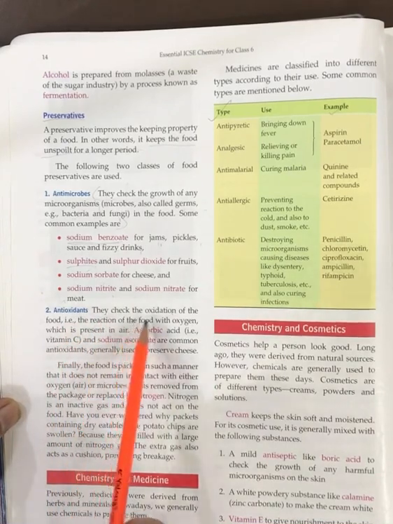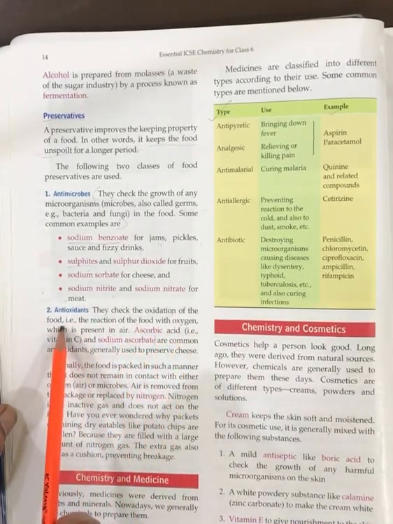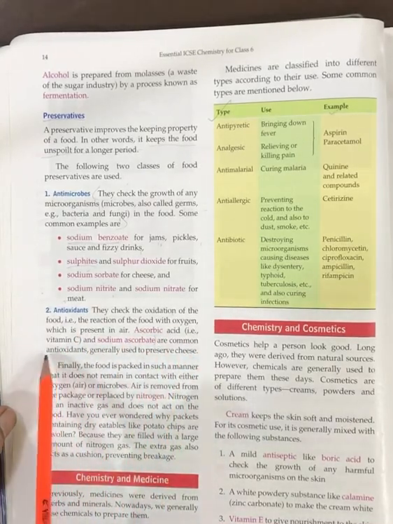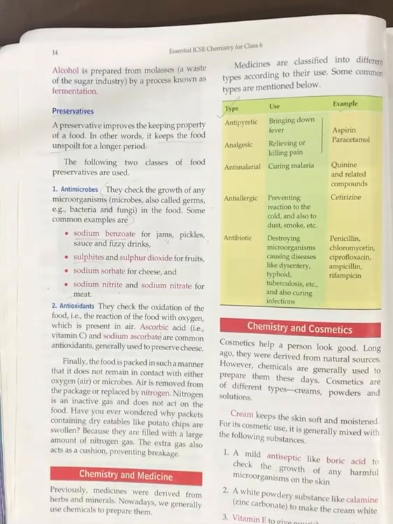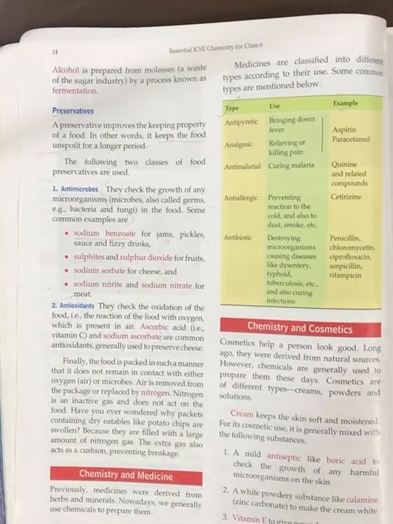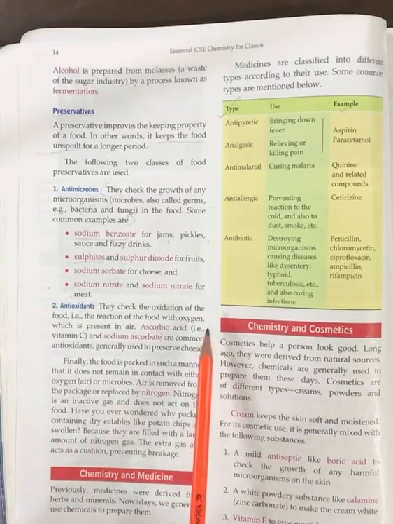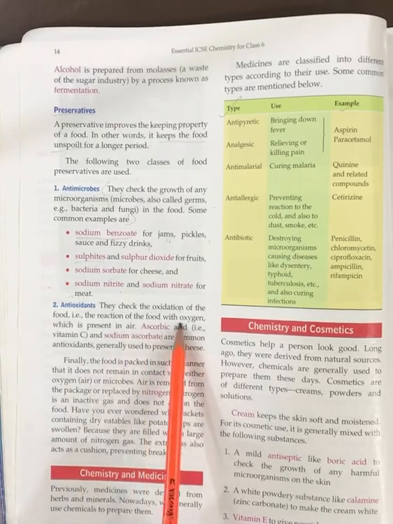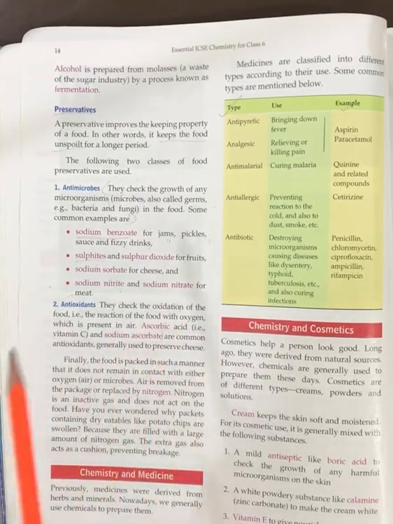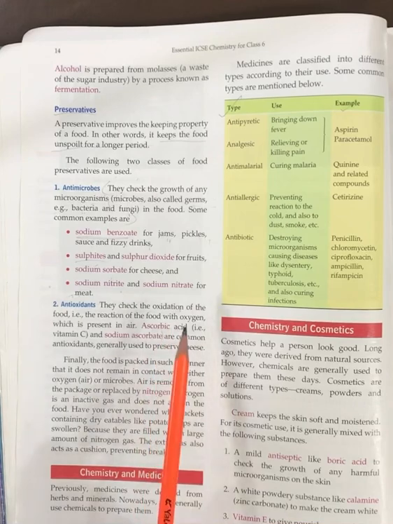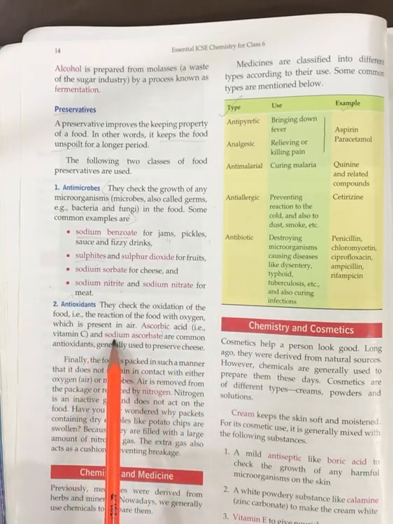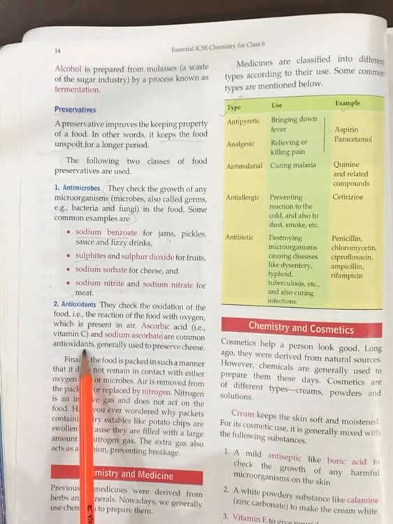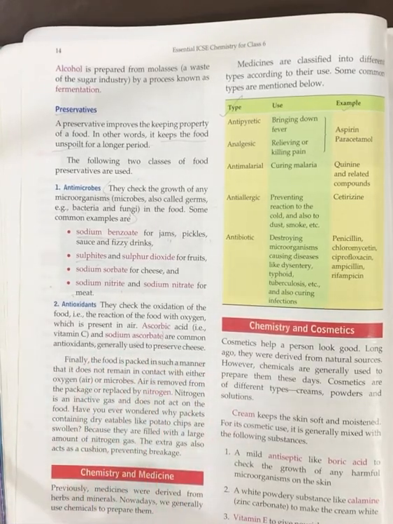Next is antioxidants. They check the oxidation of food, that is, the reaction of the food with oxygen present in the air. So these antioxidants do not let the oxygen in the air react with the food. Ascorbic acid, that is vitamin C, and sodium ascorbate are common antioxidants generally used to preserve cheese.